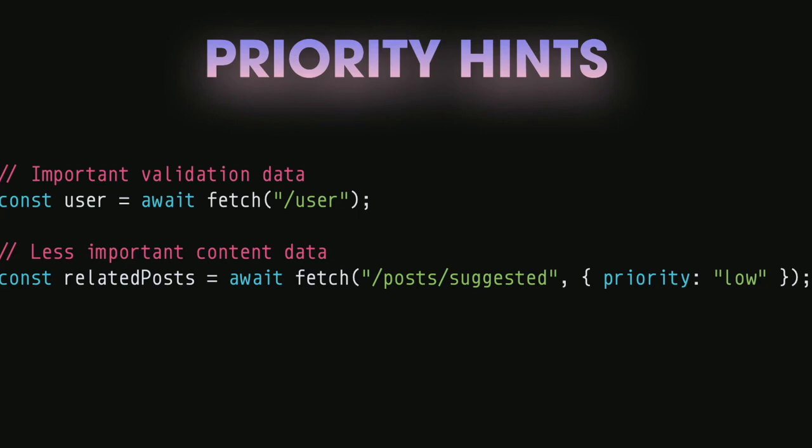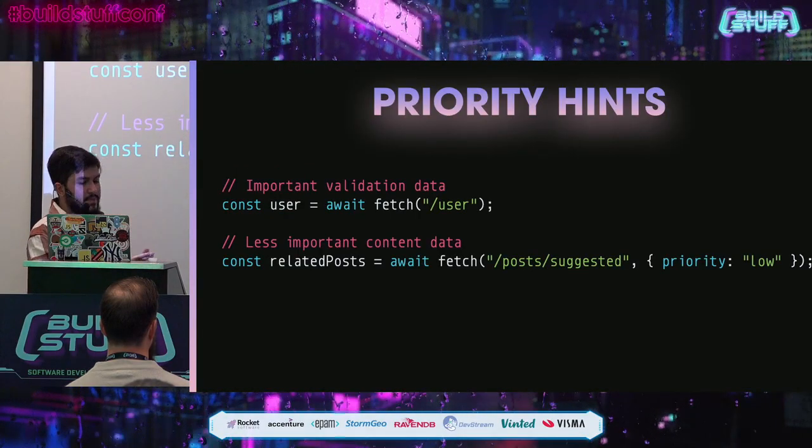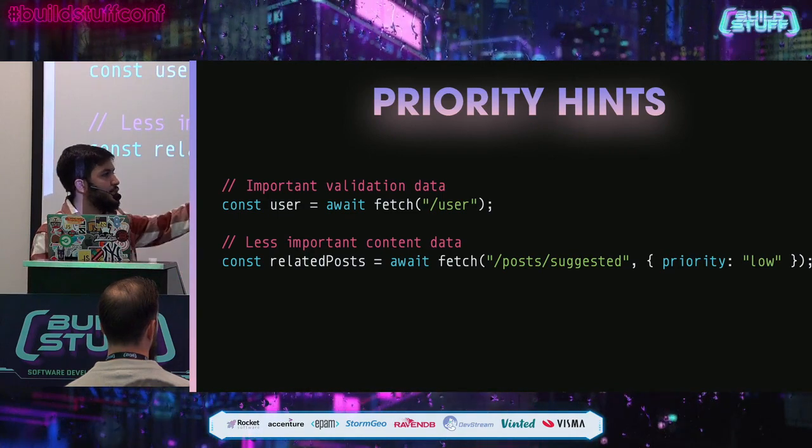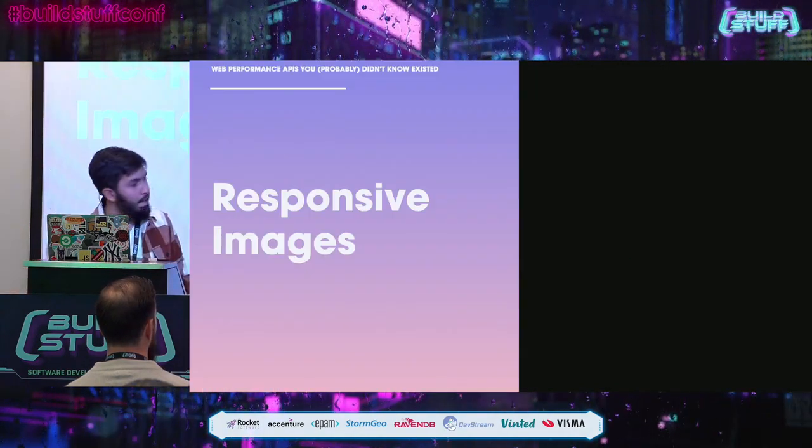And then let's say you have some request that's only important for the bottom of your app or the bottom of your page. So you can give priority to what the user is going to see first, and then defer that one. And again, one simple attribute.